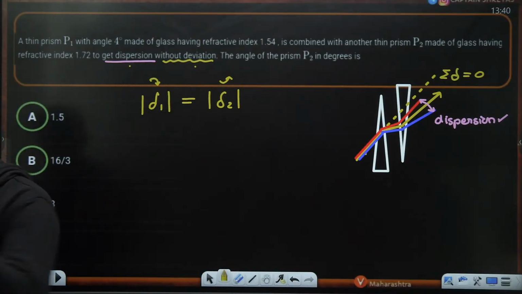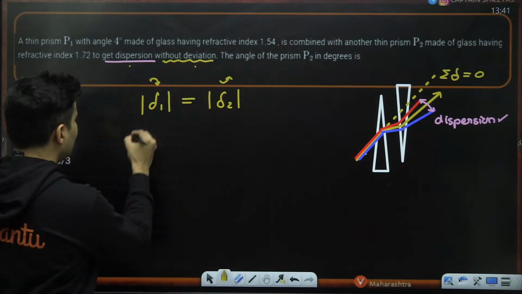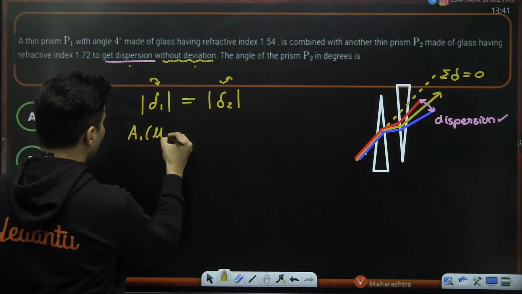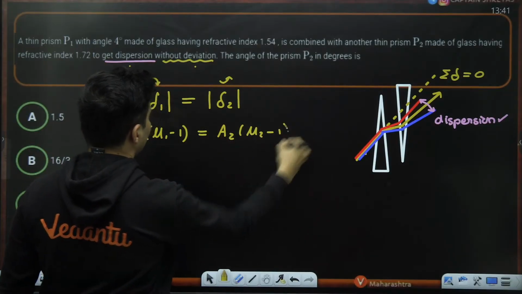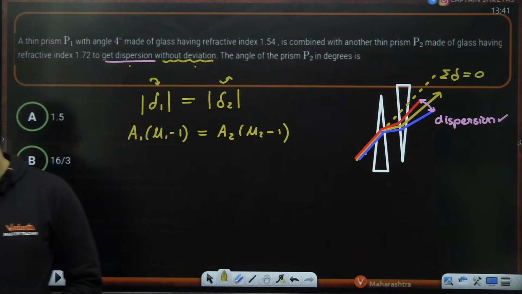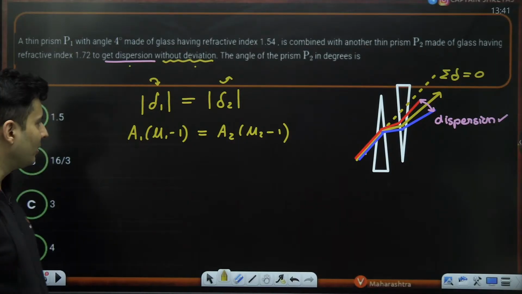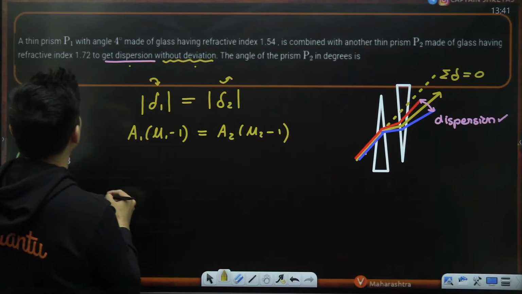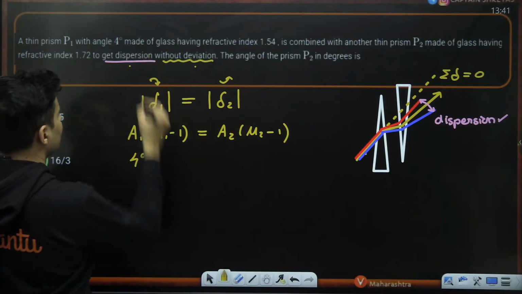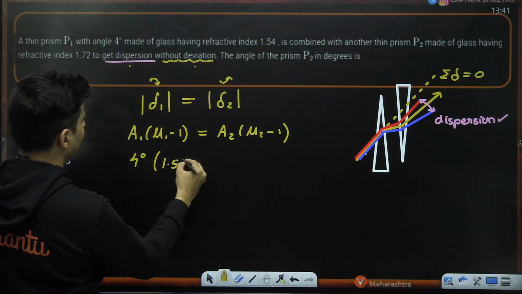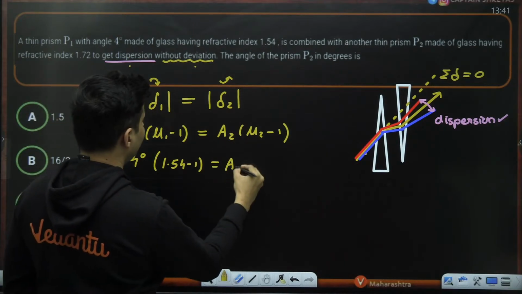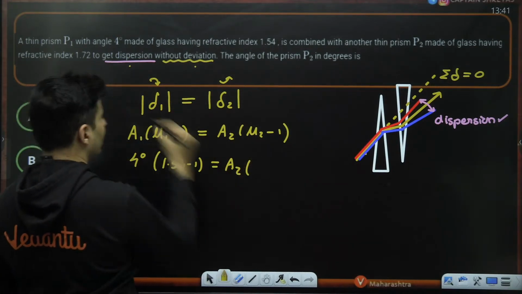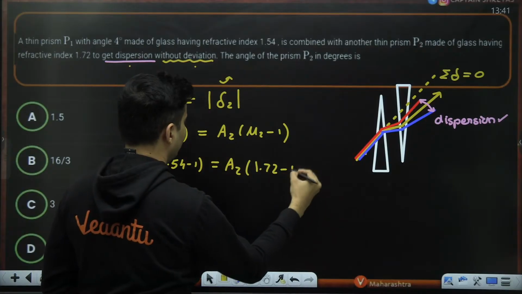Oh, okay, fine, sir. So what is the formula for deviation? Angle into refractive index minus 1. Angle into refractive index minus 1. Isn't it, guys? Everybody? Very good. So what is the angle of the first prism? It is given to be 4 degrees. Refractive index 1.54 minus 1. Okay. Second prism, that is what we have to find. And the refractive index 1.72.